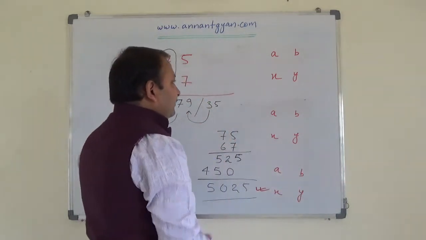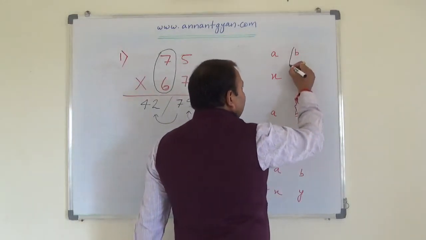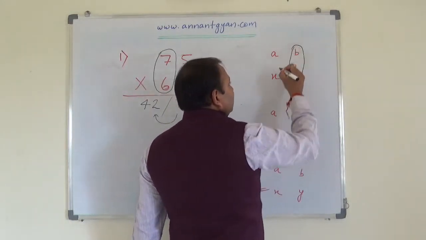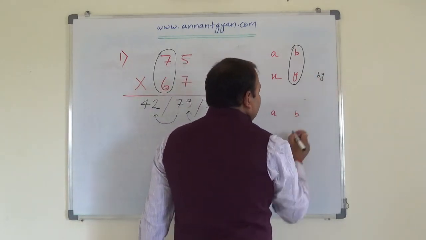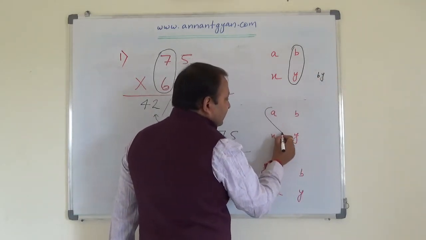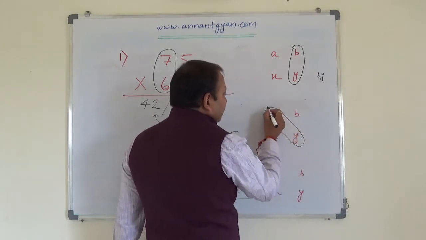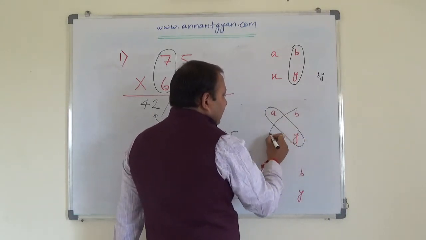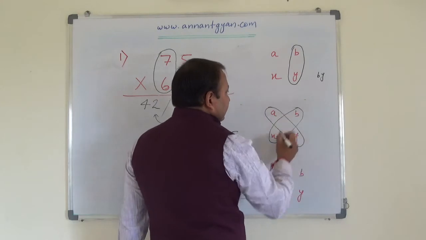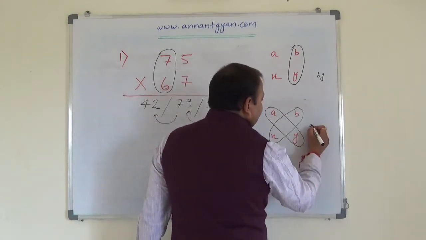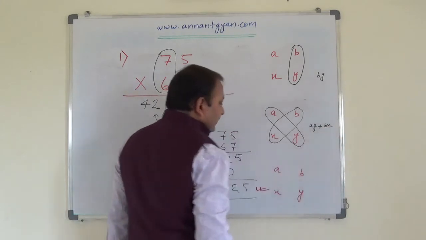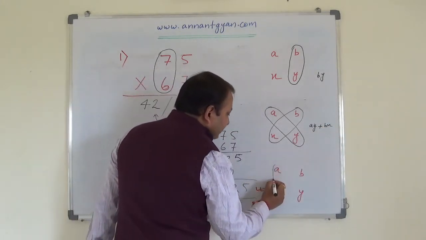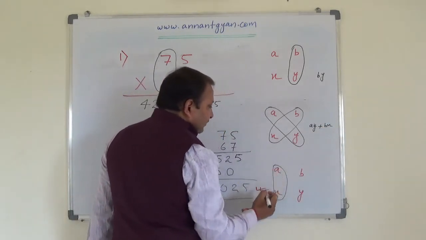In the first step, we shall multiply both unit place numbers together. So it becomes BY. In the second step, we shall go through the cross multiplication and finally we shall get the result. So it is AY plus BX. In the last step, we shall multiply both tens place numbers together.